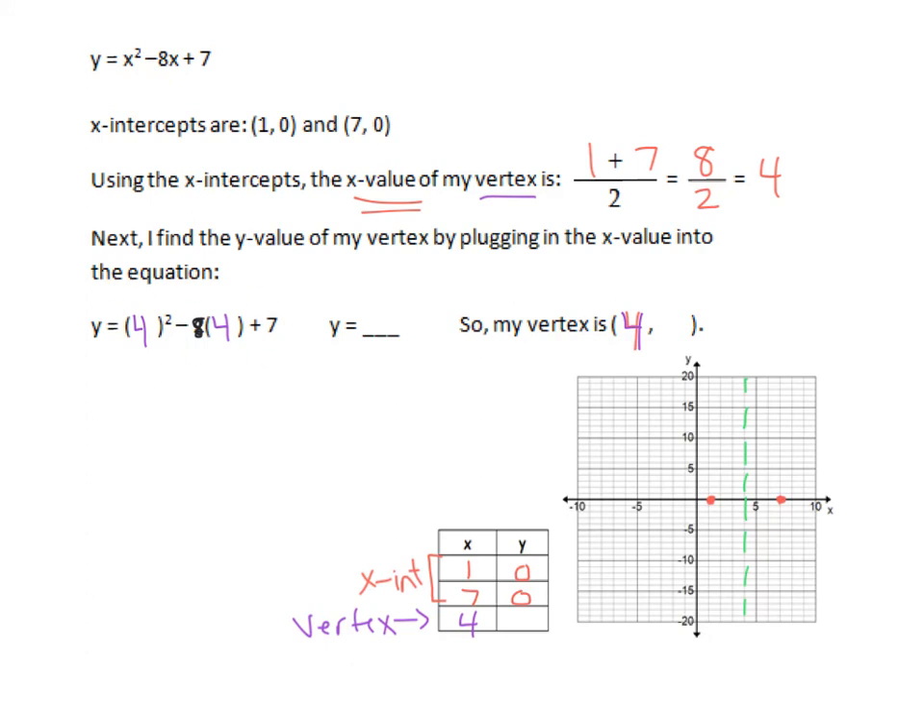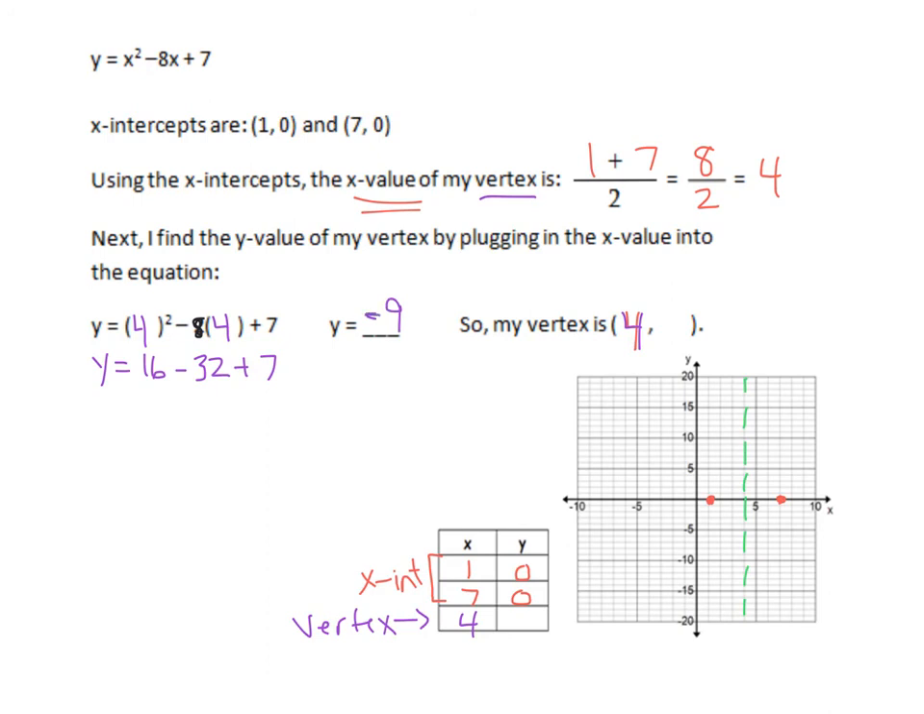All right, so now we're going to simplify. So we know y equals 4 squared. Be careful, it's not 8. 4 squared is 16. Minus 8 times 2. Well, 8 times 2 is 32. And then plus 7. Well, 16 minus 32 is negative 16. And negative 16 plus 7 is negative 9.